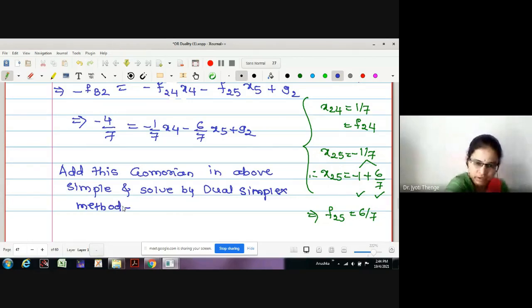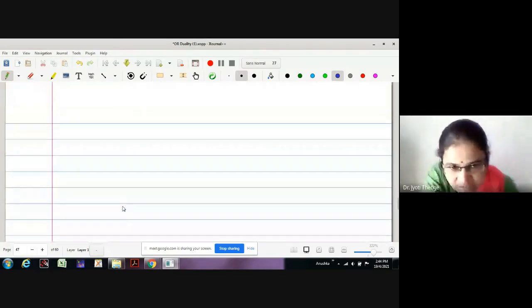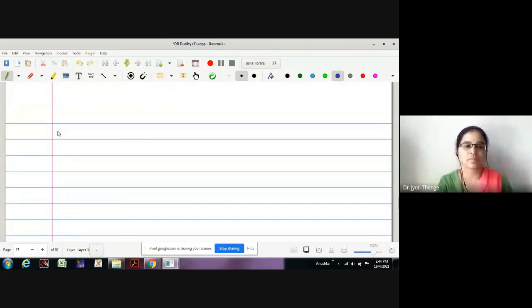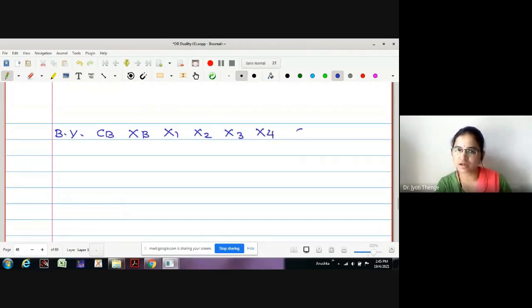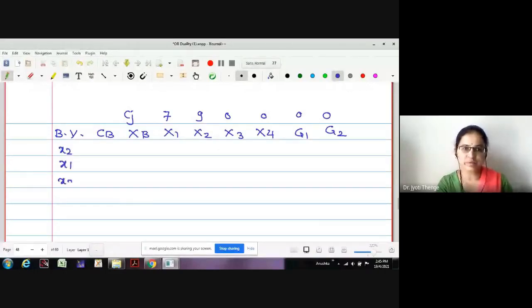Okay, let me add it in the previous table. Now the basic variables, X1, X2, X3, X4, G1 already added. Now we are adding G2, right? The costs are 7, 9, and cost of the remaining variables we take as 0, 0, 0. Which are the basic variables in the last table? X2, X1 and X3. Let me write the previous table first, then we will add this entry.